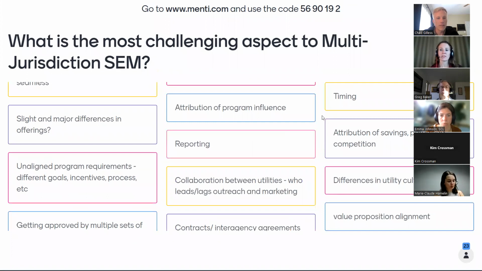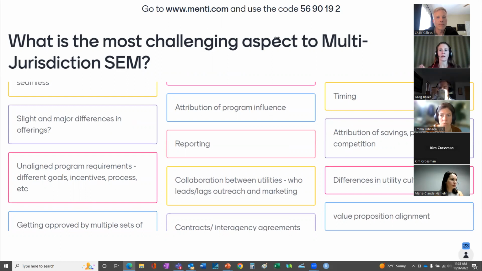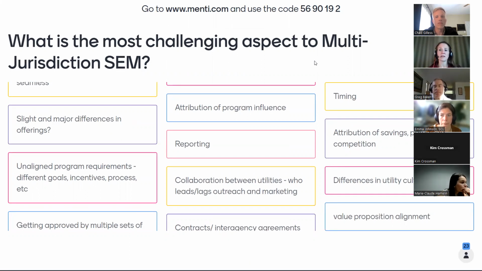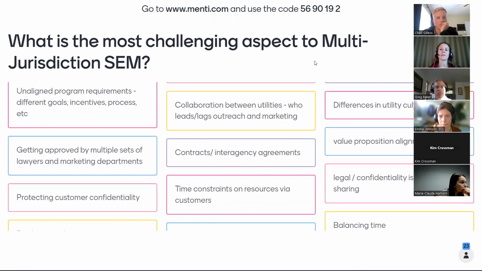The slight and major differences in the offerings too, I've seen completely derail conversations with two utilities. One utility having an SEM offering that looks like X, another one having an SEM offering that looks like Y. They try to come together and neither one will be able to remove their requirements. And then that benefit to the customer falls apart because sometimes I think we as utilities can't get out of our own way. Yeah.